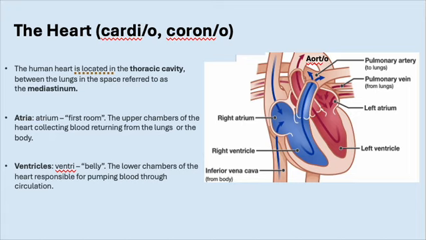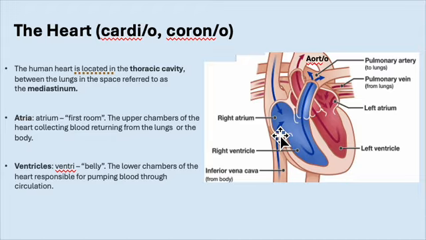So now let's look at the heart. The primary function of blood is to deliver oxygen and nutrients to the body's cells and remove wastes from those cells, as we just talked about. So, in terms of location, the heart is located in the thoracic cavity between the two lungs, in the space that is central within the chest called the mediastinum.